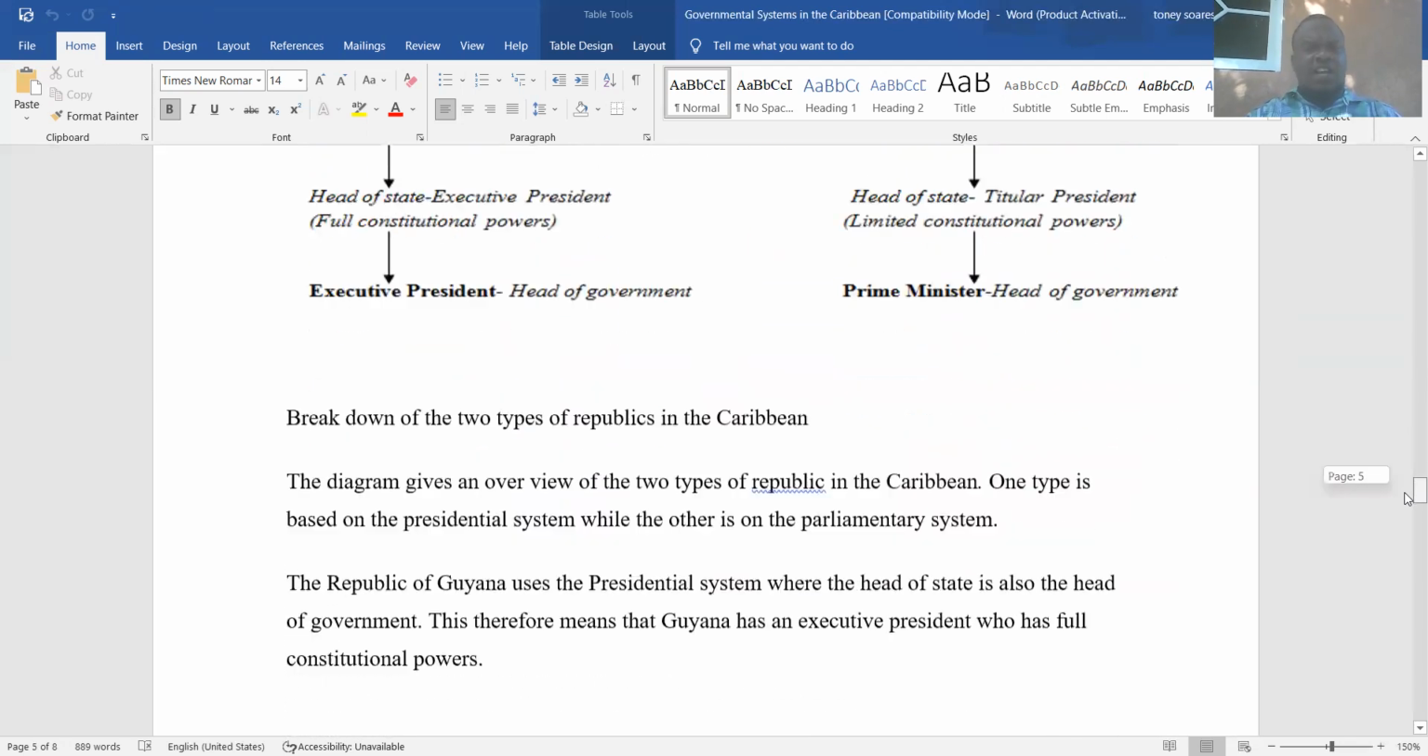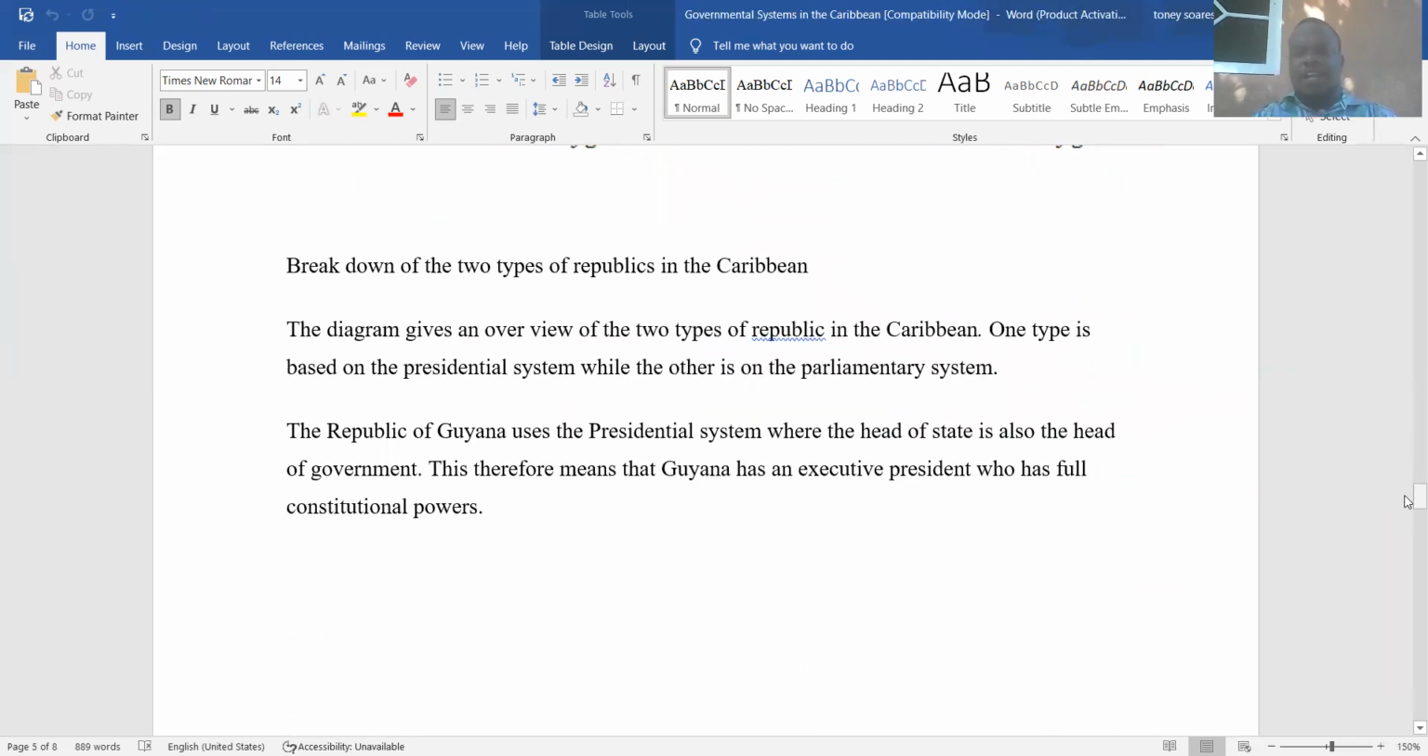All right, if you're not so clear on it, let's read a little bit on the breakdown. Let's explain the diagram a little bit more. The diagram gives an overview of the two types of republic in the Caribbean. One type is based on the presidential system, while the other is based on the parliamentary system. The Republic of Guyana uses the presidential system, where the head of state is also the head of government. So under the presidential system, the head of state is the president, and he has full executive authority. This therefore means that Guyana has an executive president who has full constitutional powers.